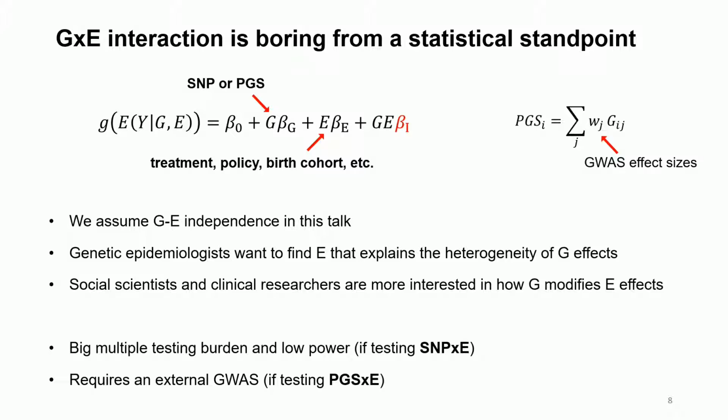In the context of using a polygenic score to test interaction, you can imagine this being, if you can come up with a metric that summarizes the contribution of 100, 200 different variants that quantify their genetic propensity of nicotine dependence, you can imagine that this G could potentially modify the effect of a policy like cigarette taxation.